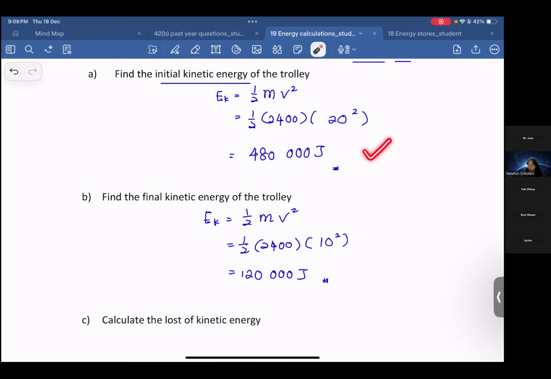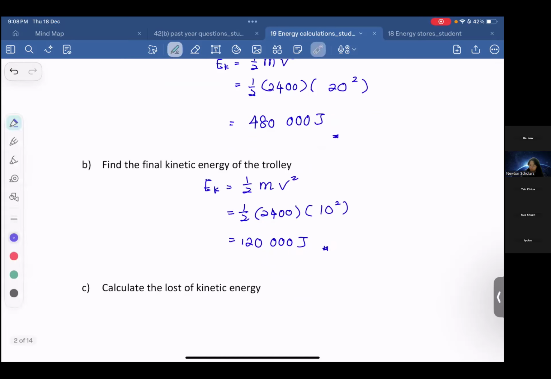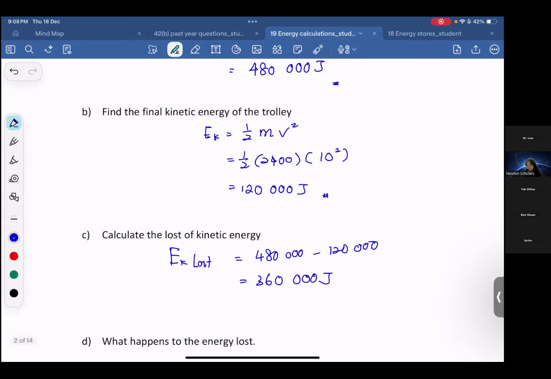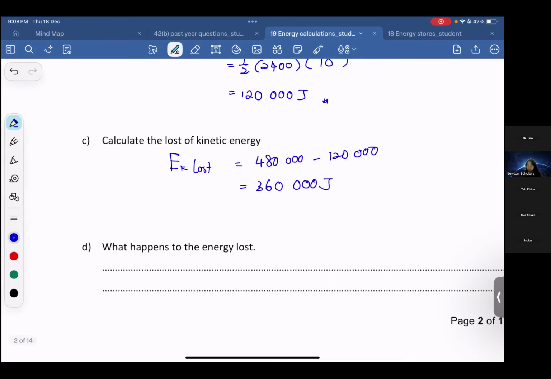Can you count the loss of kinetic energy? Okay, starting is higher, then at the end we only have 120,000 left. So the loss of the kinetic energy, we can calculate 480,000 minus 120,000. So we'll get 360,000 joule. Yes, correct.